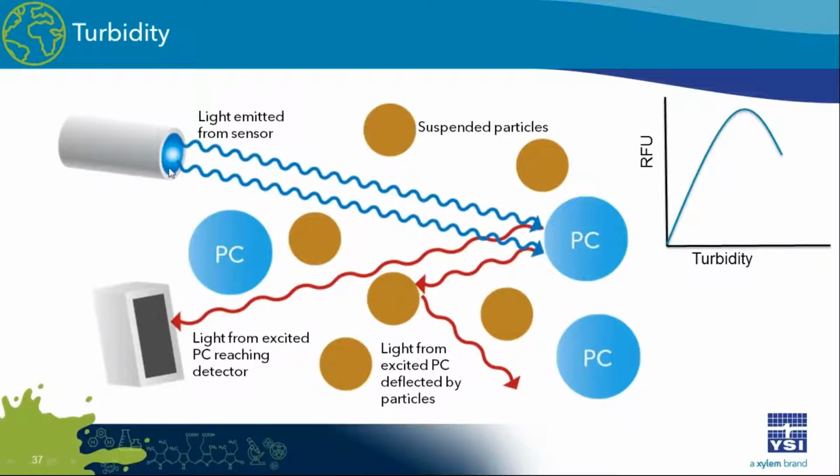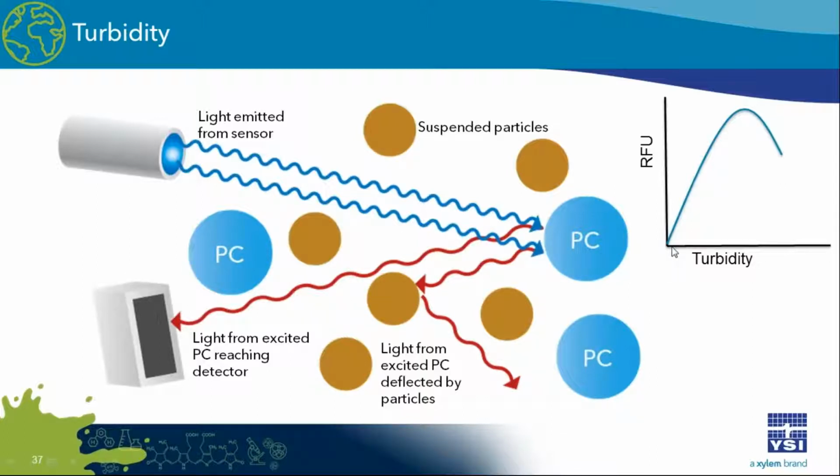So if you have that light-emitting diode that we know exists in the sensors, and it is emitting light that will excite your phycocyanin molecule, and when that phycocyanin comes back down to its ground state and it emits light, that light reaches the detector. If you have suspended particles in the water, some of that light just hits those particles and bounces off, and it never reaches the detector. And in fact, some of those particles can even block the emitted light so that it never reaches the phycocyanin.